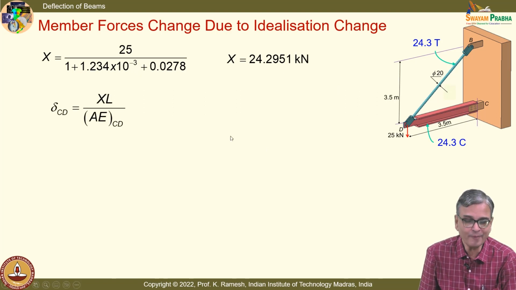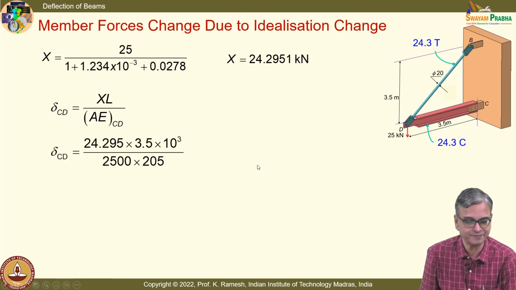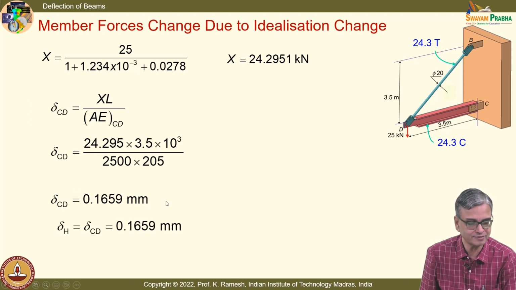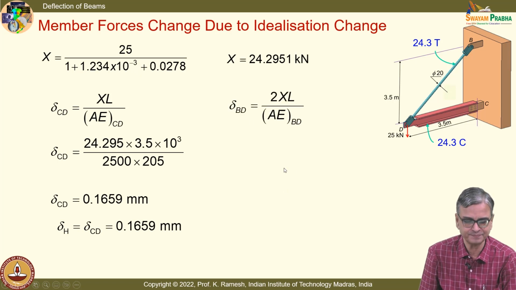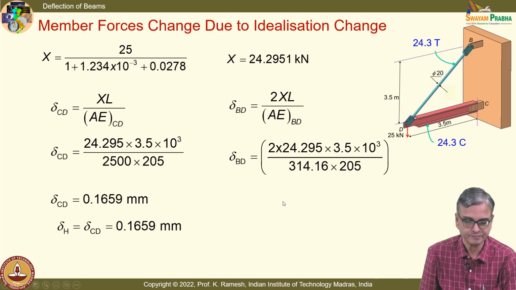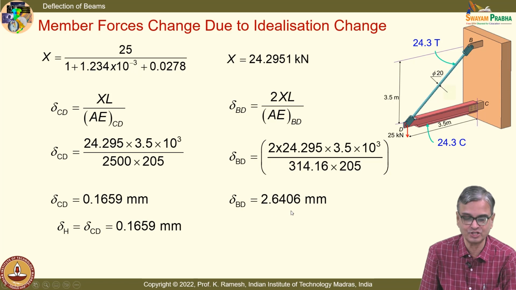Now I can go back and redo the complete deflection. Let us see what is the change. The horizontal one is 0.1659. It was very close. And then the vertical one, I can do the calculation. When you substitute these values, I get this as 2.6406 millimeter.